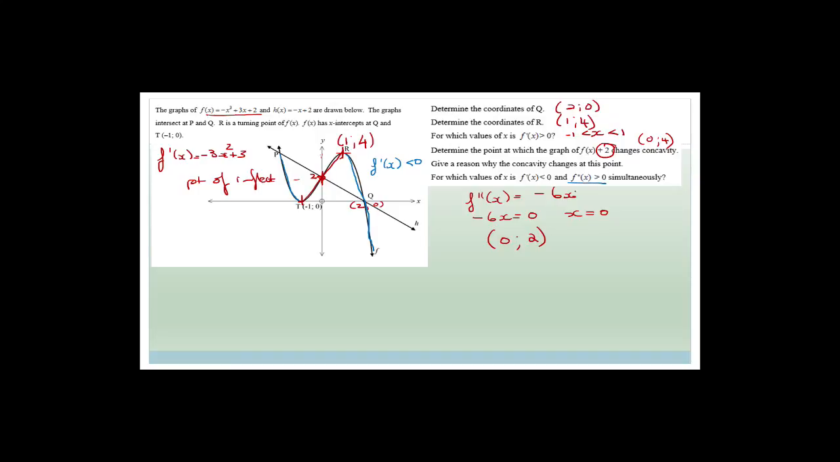Then they also want f double dashed of x to be greater than 0. So if f double dashed of x is greater than 0 all the way from there to there, then it is only from here onwards. So therefore we can say that that is for x greater than 1. There we go. That's all it is.